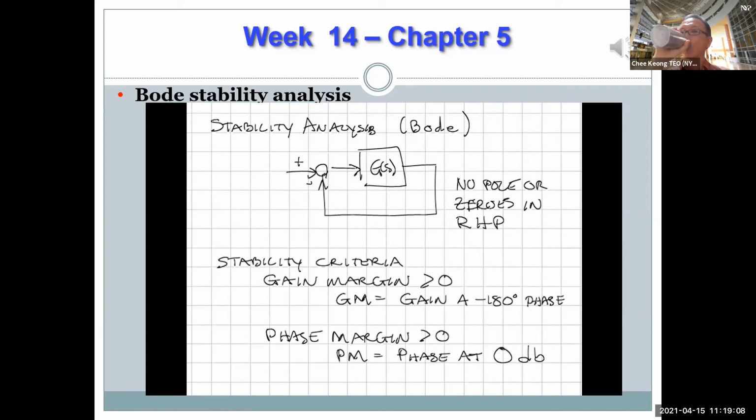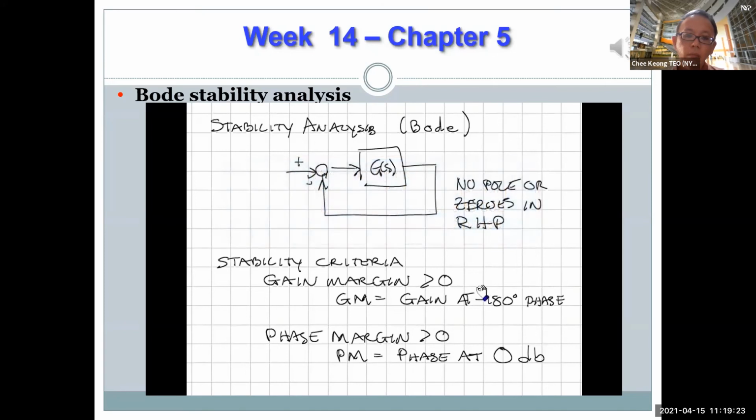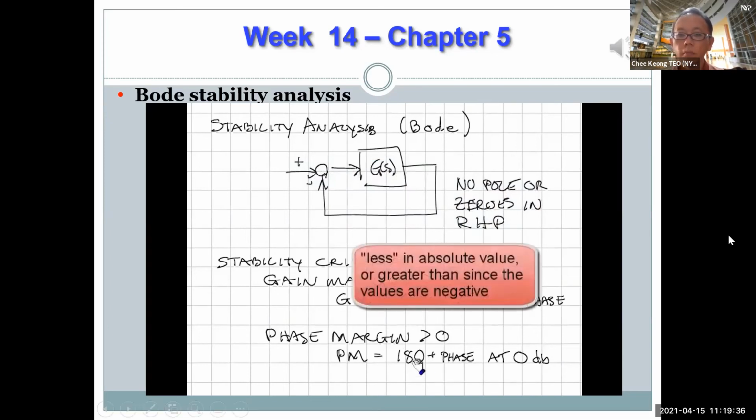There are two stability criteria, gain margin and phase margin. In order for a system to be stable, the gain margin must be greater than 0. The gain margin is the gain of the system at 180 degrees of phase. We'll do some examples to show that. And the phase margin must be greater than 0, where the phase margin is 180 degrees plus the current phase at 0 dB. Essentially, that's the amount of phase that you have less than minus 180 degrees.